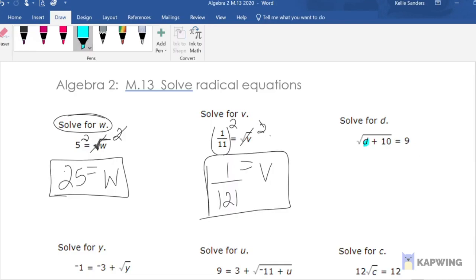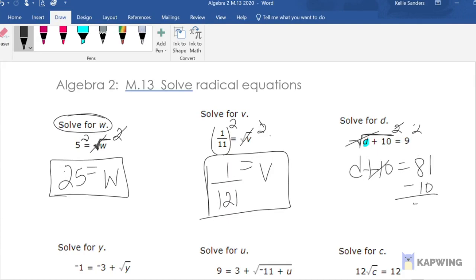I want to get D by itself. So you always work from the outside to the inside. So we're going to take care of the square root before we take care of the 10 to get D by itself. So I'm going to square that side and I'm going to square that side. And I'm going to get rid of those. But D plus 10 is left. And 9 squared is 81. You subtract 10 and you get 71. I'm saying 71 is the answer.